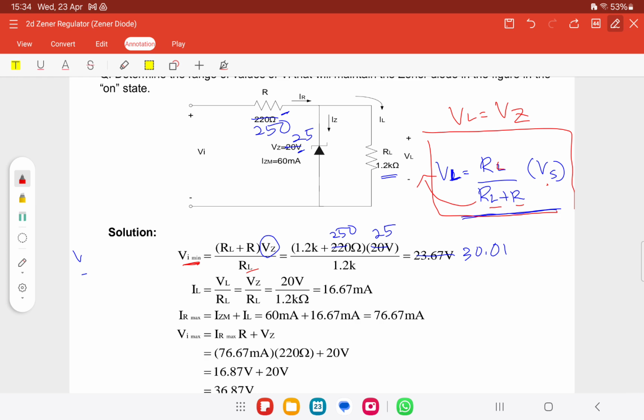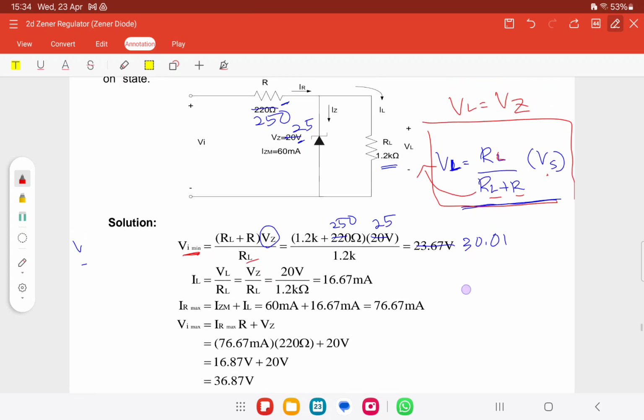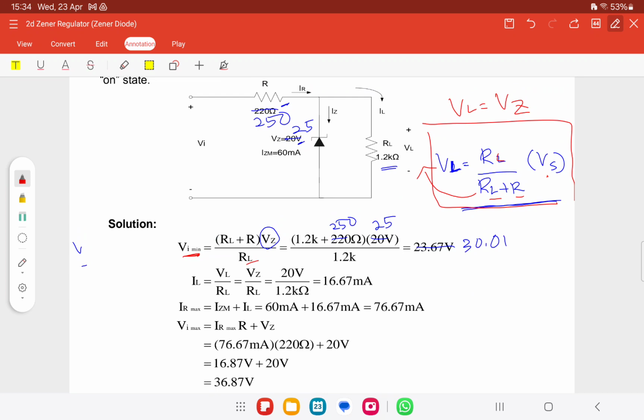Alright, so 30.1, and then next one we get the value of IL. So IL will be 20.8 milliampere. Okay, so IR max 80.83.